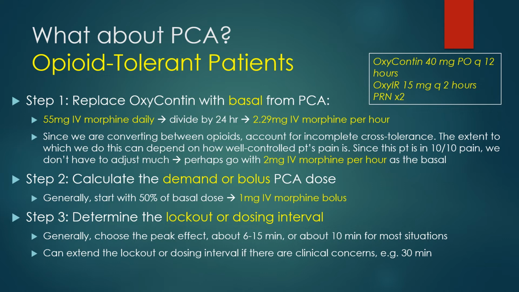Step 2. Calculate the demand or bolus PCA dose. Generally, start with 50% of the basal dose. It's about 1 milligram IV morphine bolus. Step 3. Determine the lockout or dosing interval. Generally, choose the peak effect, about 6 to 15 minutes, or about 10 minutes for most situations. You could extend the lockout or dosing interval if there are clinical concerns. For example, you can use 30 minutes.